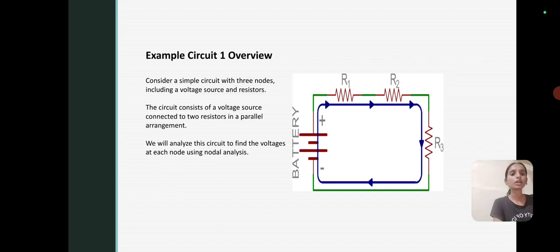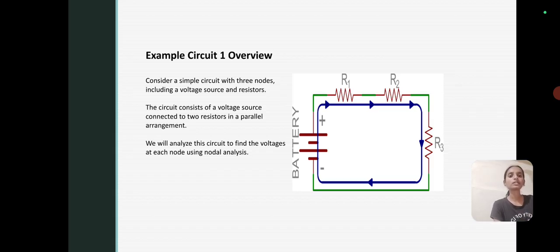Example circuit 1 overview. In this circuit, we have resistances R1 and R2 in parallel to each other, and resistances in series to each other, whereas R1 and R2 will be calculated as an add, and then it will be calculated as parallel to each other.